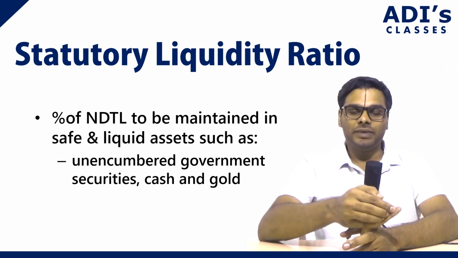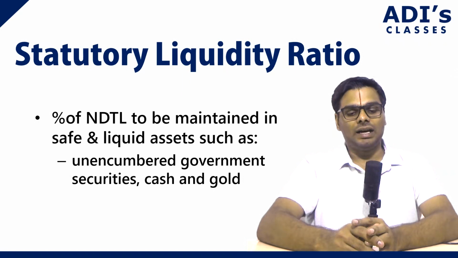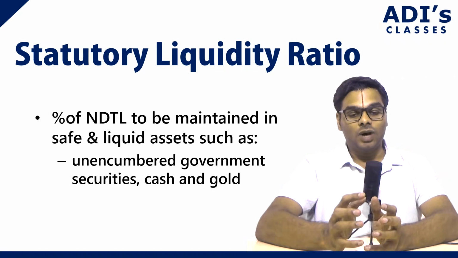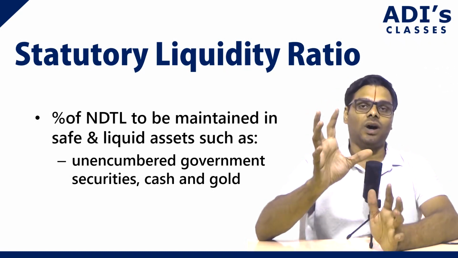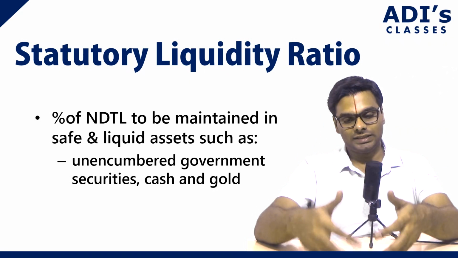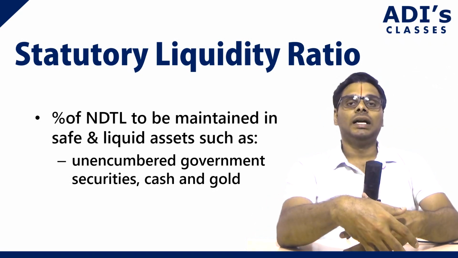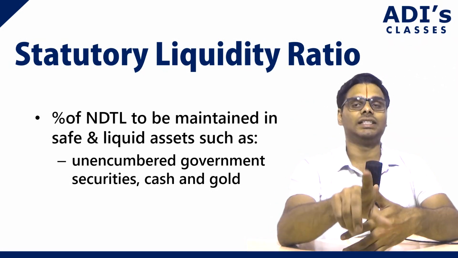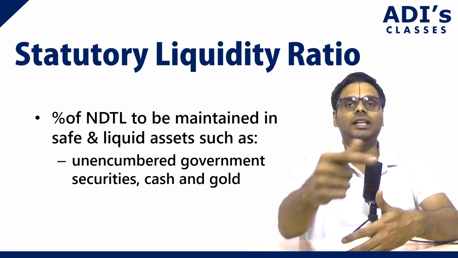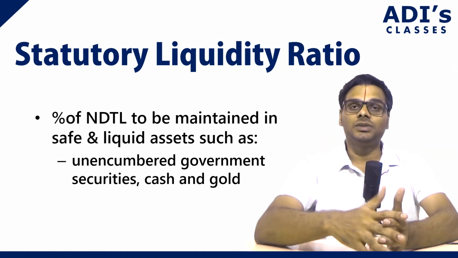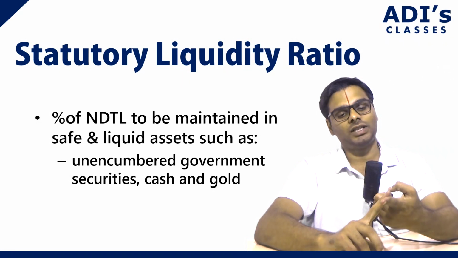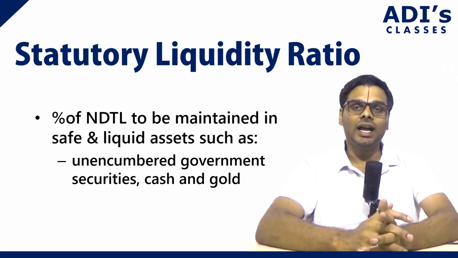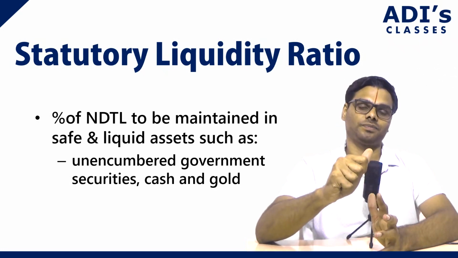So 4% is maintained in CRR by the banks in RBI. Apart from that, the RBI says that you have to maintain, let's say, 20% of your liabilities, that is whatever you have, in unencumbered government securities, cash, gold, and such liquid assets. What do liquid assets mean? Immediately you can change it for some other good. That is what liquid assets mean. Examples are government bonds, government securities, cash, that is currency, and gold. All of these are highly liquid assets.